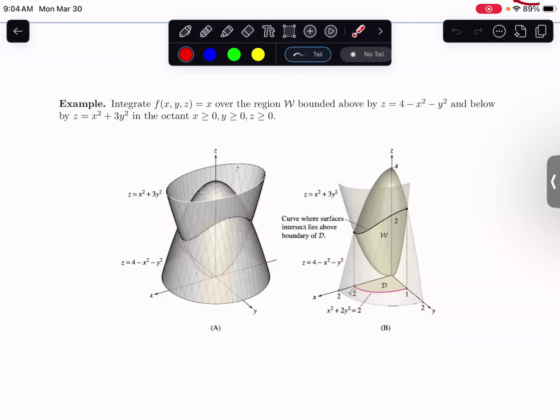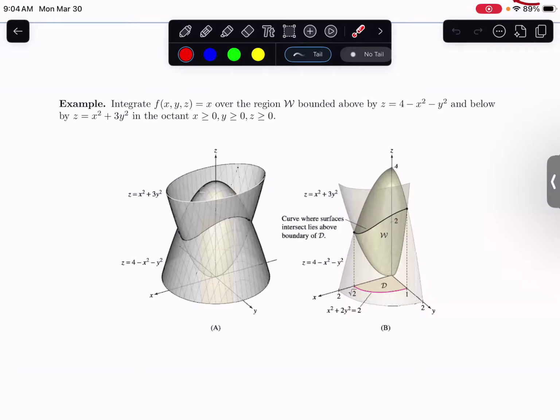And so we're going to be integrating f of x, y, z is equal to x over the region W, bounded above by z is equal to 4 minus x squared minus y squared, and then bounded below by x squared plus 3y squared. And then we're going to be focusing specifically in the octant where x, y, and z are greater than or equal to 0. So that means we're just focusing on, at least if you look at this picture, this octant here. So we only care about non-negative values of x, y, and z.